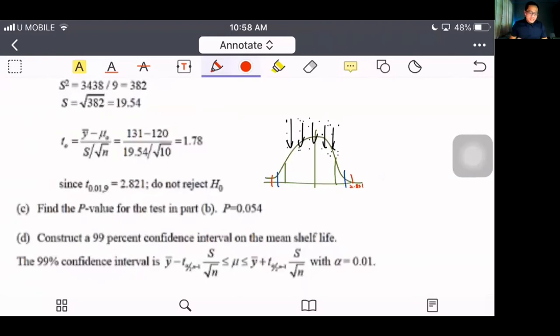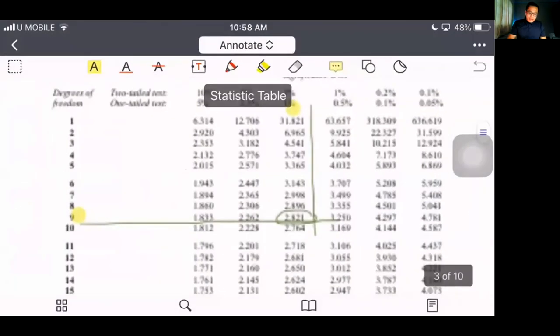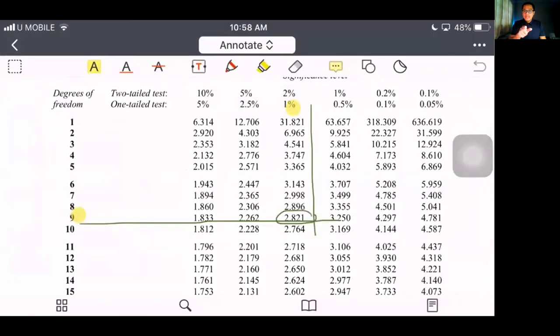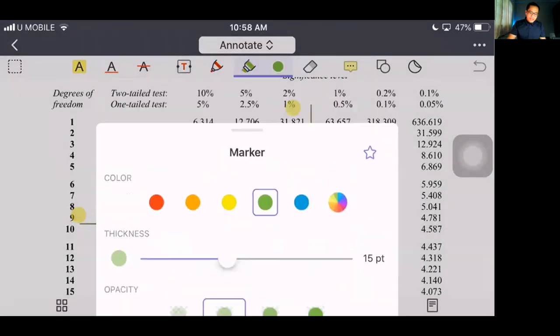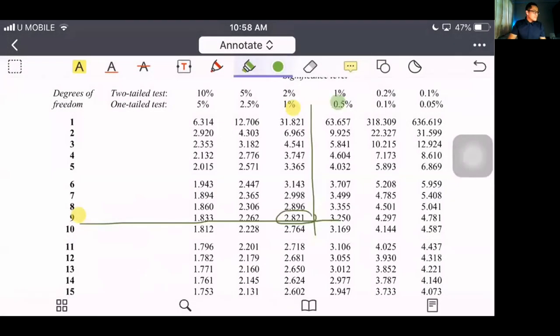What we can do is, you can see that your t borderline is 2.821, right? Go up, you can see that one-tail test is 1%, right? See my highlight? Now I change the highlight to green. Take the green one. So therefore, the probability of this case, this beverage case, is between 1% and 0.5%. That's the only way in the t-test to know the probability.